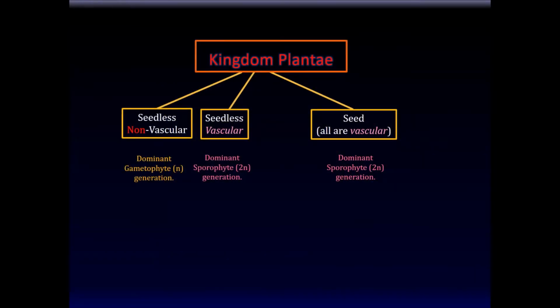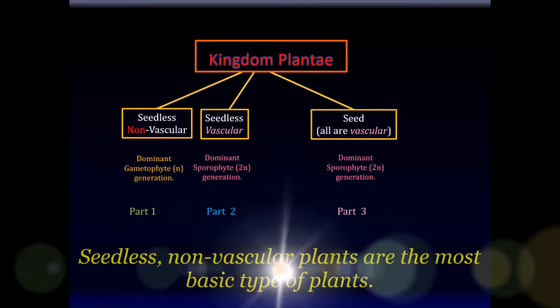If you recall from our prior discussions, we had divided the plant kingdom into 3 broad categories. The first distinction that we made was between the plants that produced seeds and the plants that were seedless. Among the seedless plants, we had subdivided the category into non-vascular and vascular. In part 1, we shall talk about the seedless non-vascular plants, or the most basic of plants.